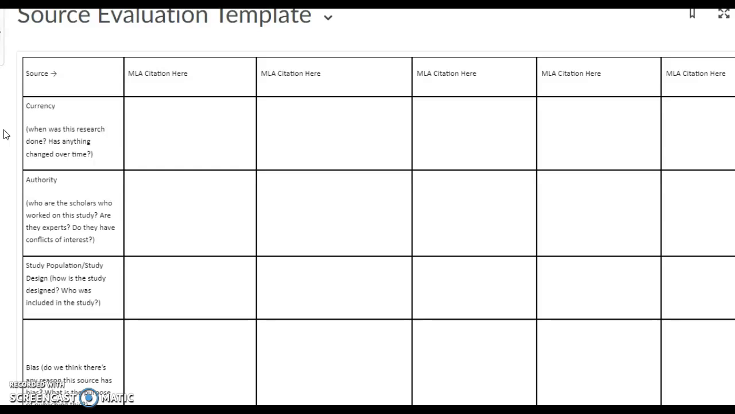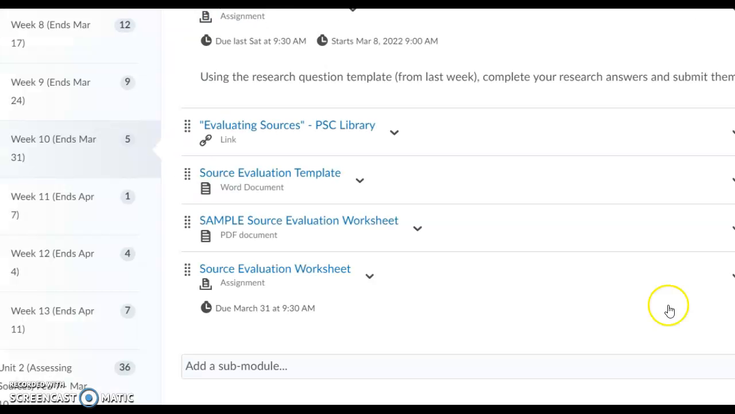So what do we want to do? An MLA citation for each of the sources you're intending to use in Essay 3. In other words, each one you've used to answer one of those questions. Put the MLA citation in, and then, of course, write a few short statements about the currency, the authority, the study population, etc., etc. Now, you'll also see here that there's a sample source evaluation worksheet, so you can take a look at that as guidance.